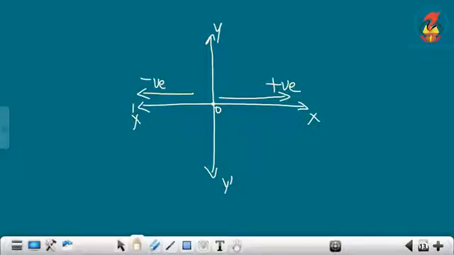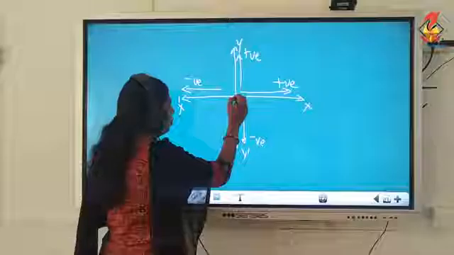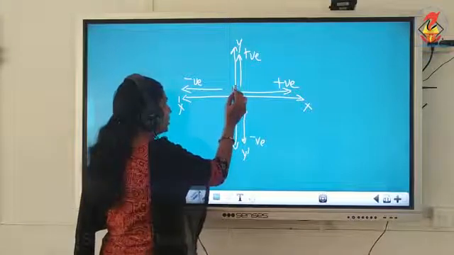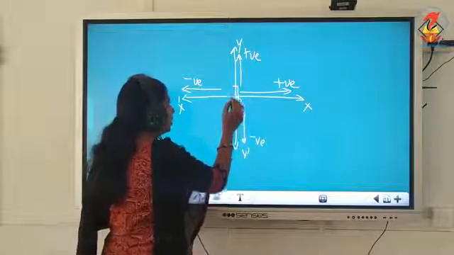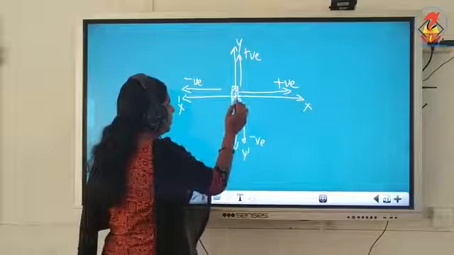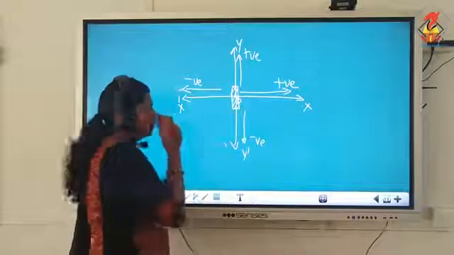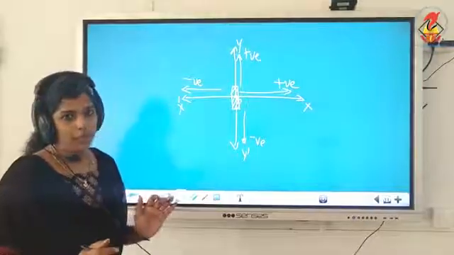Above, towards the y-axis, all these are taken as positive, all these ones are negative. This is a basic Cartesian graph, isn't it? So, suppose instead of this point origin, I am placing a mirror here.